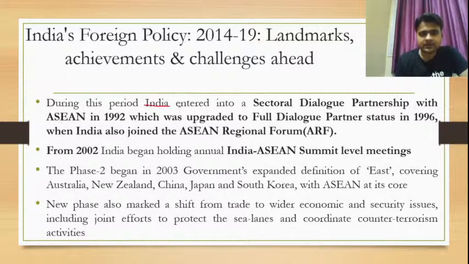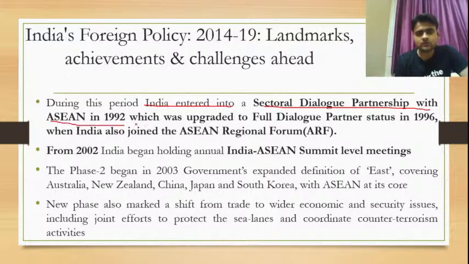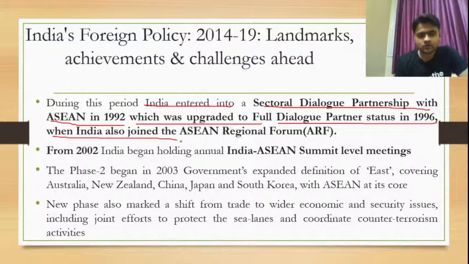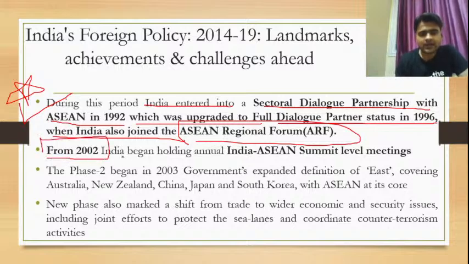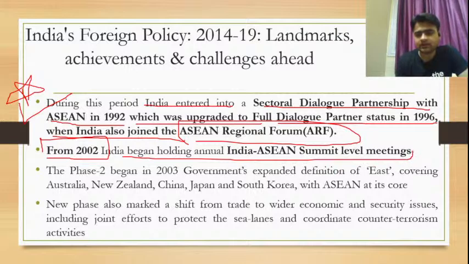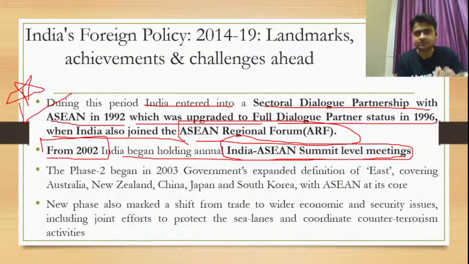And during this period, India entered into a sectoral dialogue partnership with ASEAN in 1992, which was upgraded to full dialogue partnership status in 1996, when India also joined the ASEAN Regional Forum. Very, very important from your both prelims and mains perspective. Fine, very, very important slide. Then from 2002, India began holding annual Indian ASEAN summit level meetings. Fine, this is the summit level meetings between India and ASEAN countries began in 2002, an important fact which you need to remember. So this was all regarding phase 1.